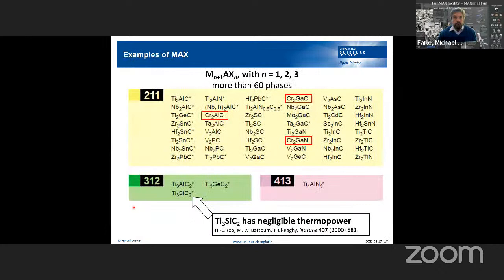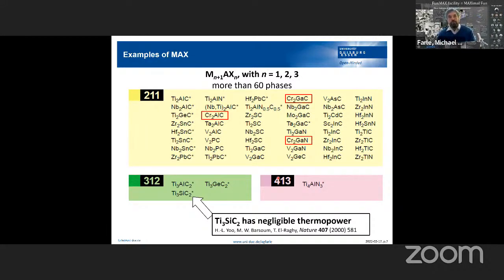Okay, so let's go into some examples. Now you see here these so-called 211, 312, 413 types of MAX phases. At this time, when this was written in 2000, there were 60 phases, but this has really exploded.